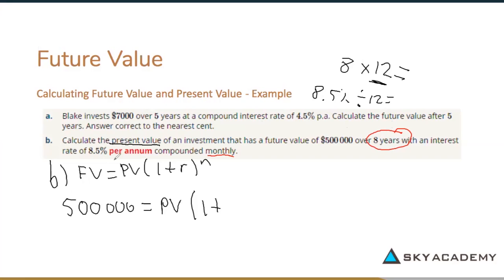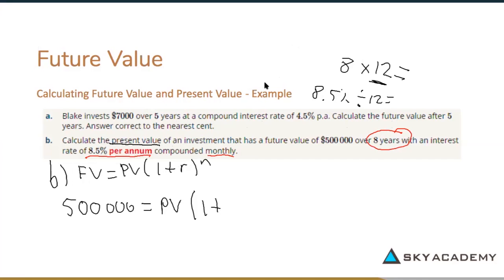And if we know our interest rate is 8.5% per annum, and per annum just means per year, but we're compounding monthly, we have to divide the rate by however many months there are, because that will give us our monthly rate instead of our yearly rate. So that's why we multiply, and that's why we divide.